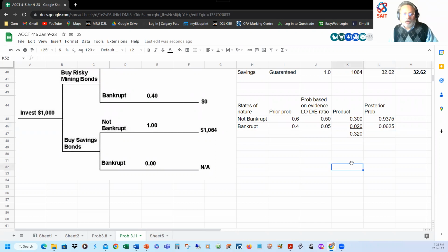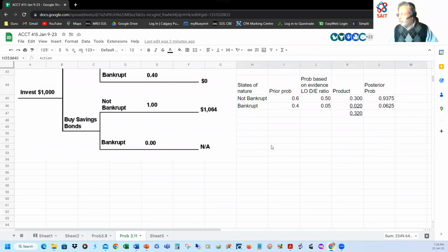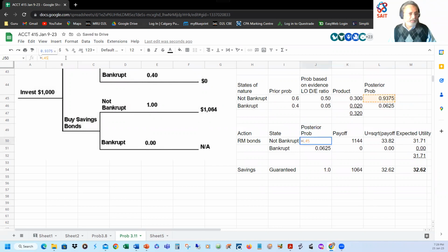Right. Now we're going to recalculate. The savings bonds number won't change, right? Because the savings bond payoff is guaranteed. All that's now going to change is the calculation for Risky Mining. The posterior probability that Risky Mining won't go bankrupt is 0.9375. The payoff is 1144. Calculate the square root of it, multiply by the probability.